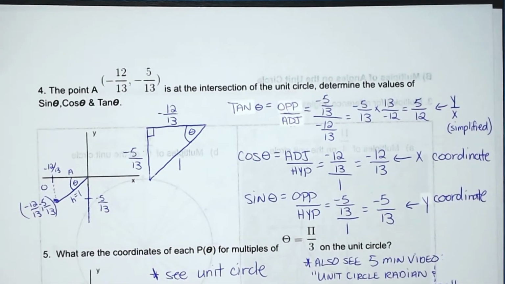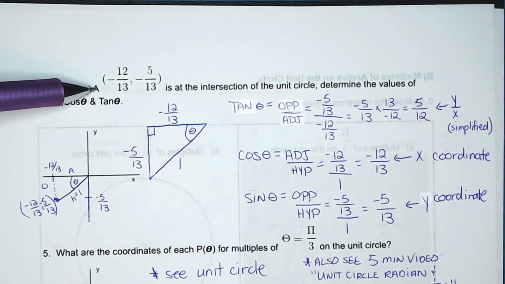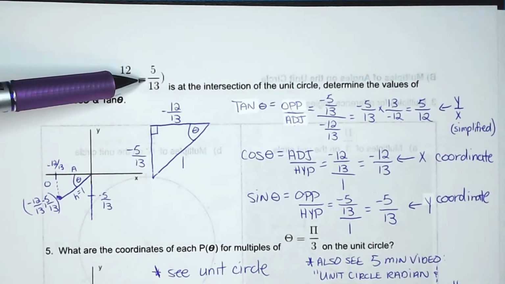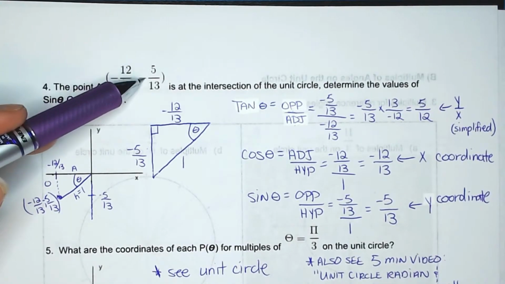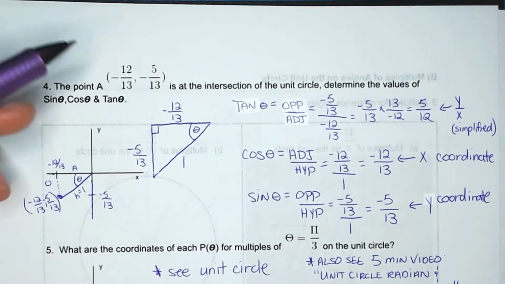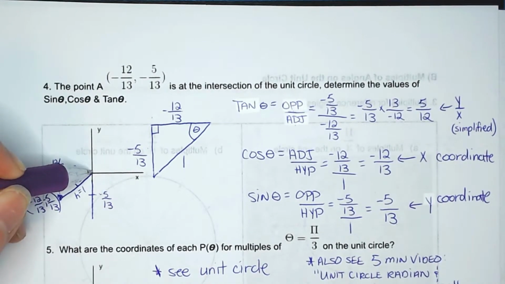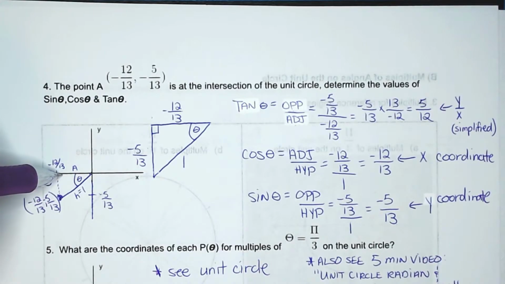This is how we would do a question like this. We have the point A, negative 12 over 13, negative 5 over 13, is on the unit circle. Determine the value of sine, cosine, tan. So I just drew it over here. I gave you an idea. Negative 12 over 13, that's our x value. It's just approximate. And then negative 5 over 13 is our y value. So our point is here. And when you draw the angle down, you get this theta created by that because you have a right angle triangle here.